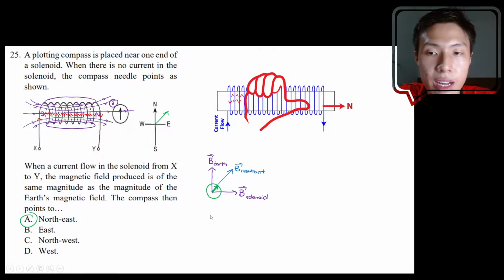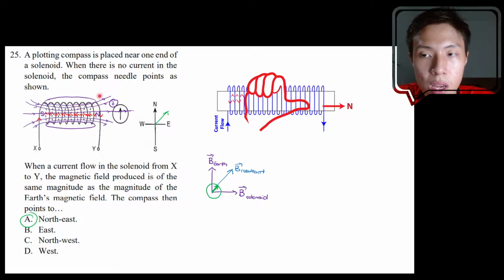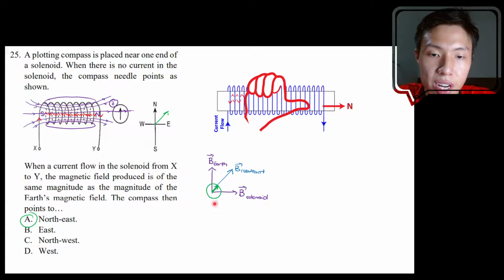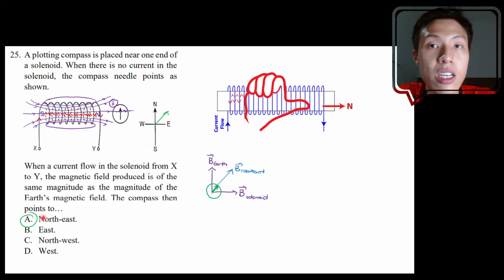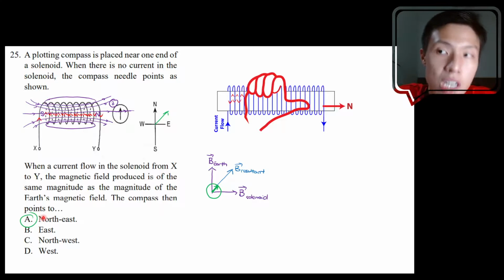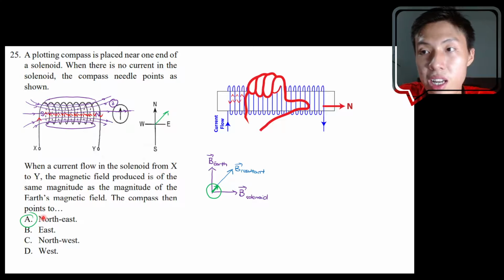Originally you have the Earth magnetic field, therefore the compass is pointing towards the north. Then, by introducing a current into the solenoid over here, you introduce a magnetic field that is pointing to the right. Combining the magnetic field pointing upwards and the magnetic field pointing to the right, you'll find that the resultant magnetic field is pointing in the first quadrant, which is the northeast direction. Therefore, your compass needle will follow the direction of this magnetic field and point in the northeast direction. So that's how you solve this question. So next question.